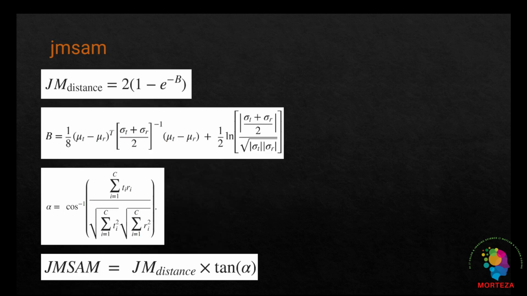And finally, jmsam measures the spectral similarity using Jeffreys-Matusita and spectral angle mapper method. First, we compute the JM distance as shown here, where B is a Bhattacharyya distance as shown here. R and T are the reference and the test spectra respectively. Mu sub r and mu sub t are the mean values of the reference and test spectra respectively. Sigma sub r and sigma sub t are the covariance values of the reference and test spectra respectively. Then we also calculate the SAM value alpha by using the test spectra T and the reference spectra R. And finally, jmsam is calculated using this formula. Let's go to MATLAB and see how we can apply these methods.